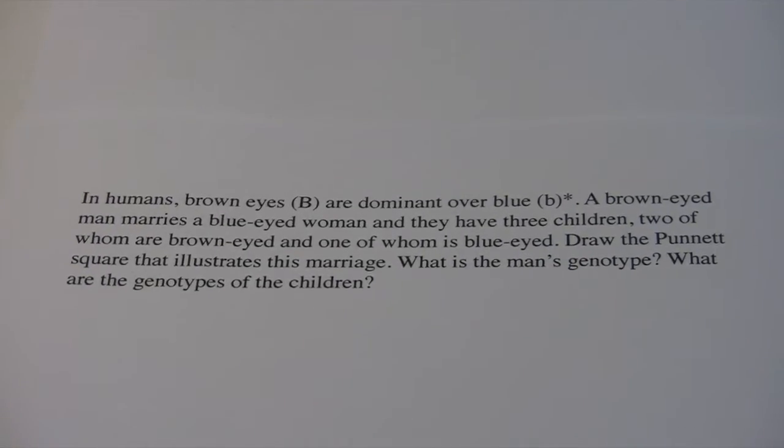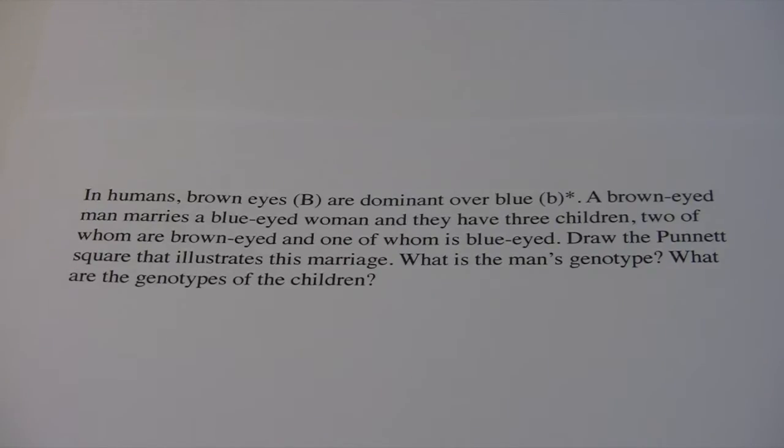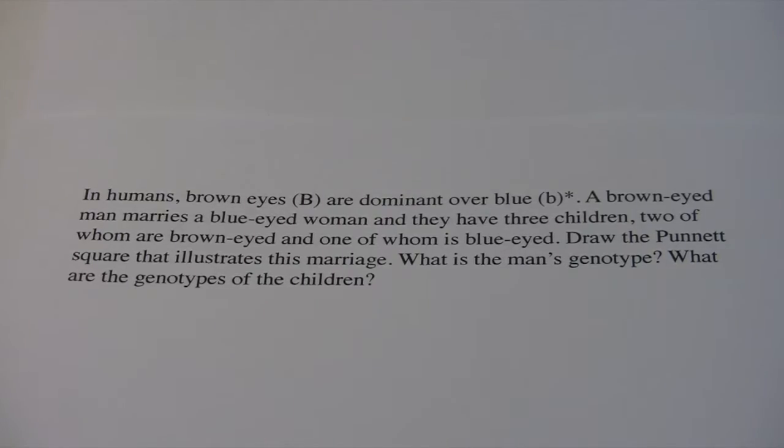So this problem reads, in humans, brown eyes, capital B for the dominant allele, are dominant over the blue eyes, which is a lowercase b for the allele. A brown-eyed man marries a blue-eyed woman, and they have 3 children, 2 of whom are brown-eyed, and 1 of whom is blue-eyed. Draw the Punnett square that illustrates this marriage. What is the man's genotype? What are the genotypes of the children?